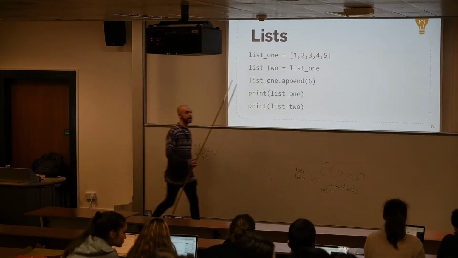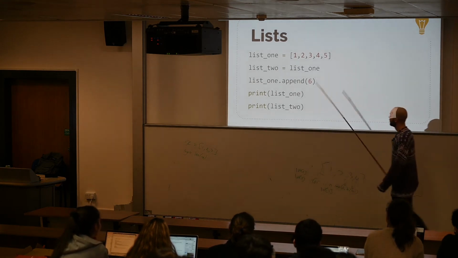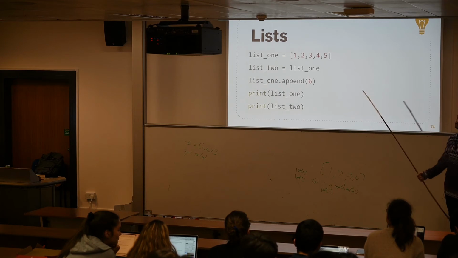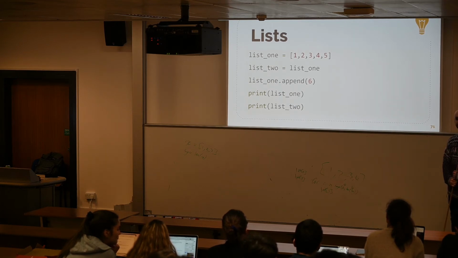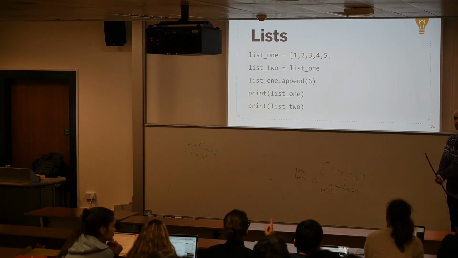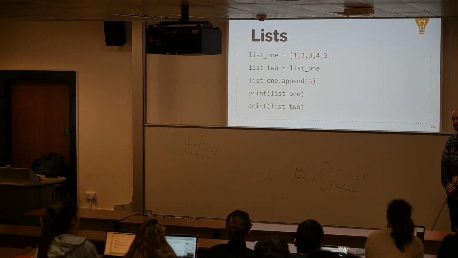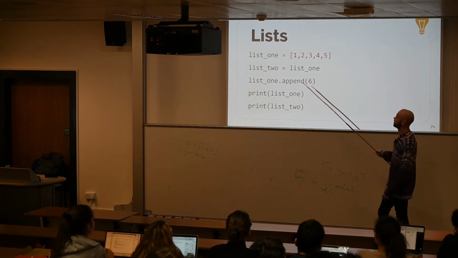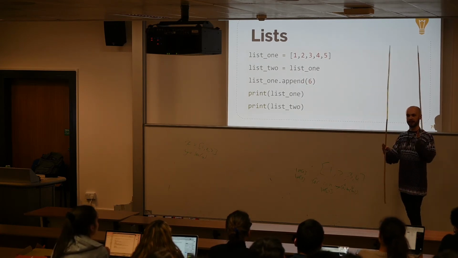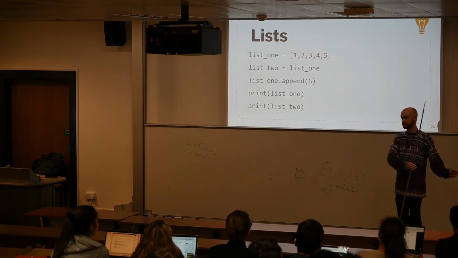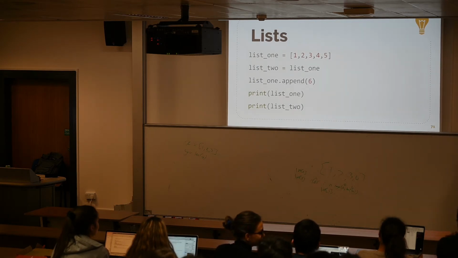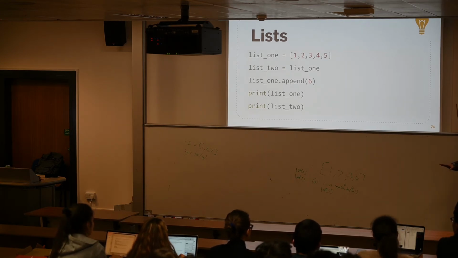Here's where we started talking about warehouses for no real reason. What do I get out when I print list 2? Yep. Yeah, so we get 1, 2, 3, 4, 5, 6, because list 1 and list 2 are labels for the same list. And this is probably one of the more complex topics we've covered on this course so far, so I'm going to linger for a little bit.